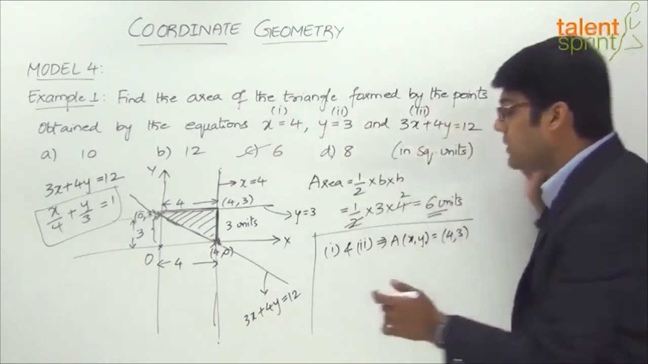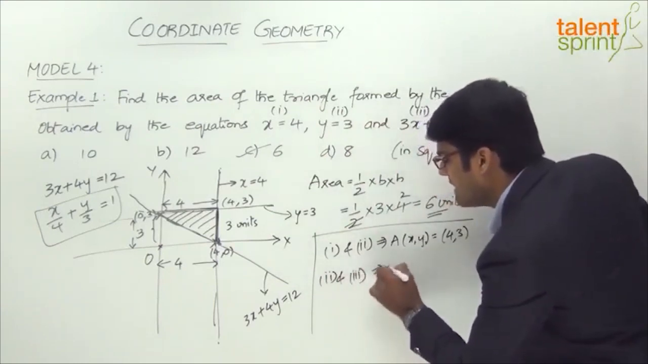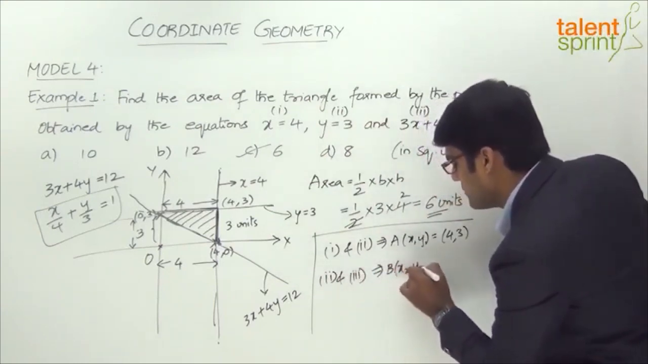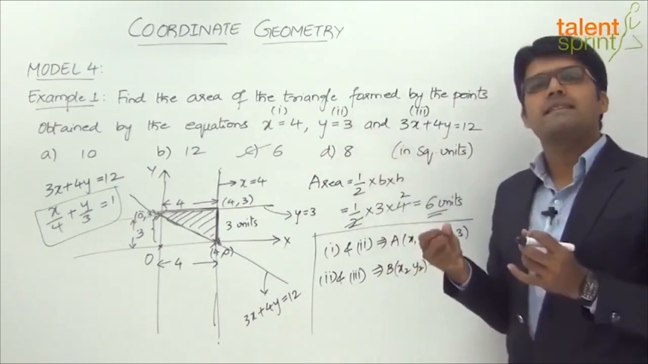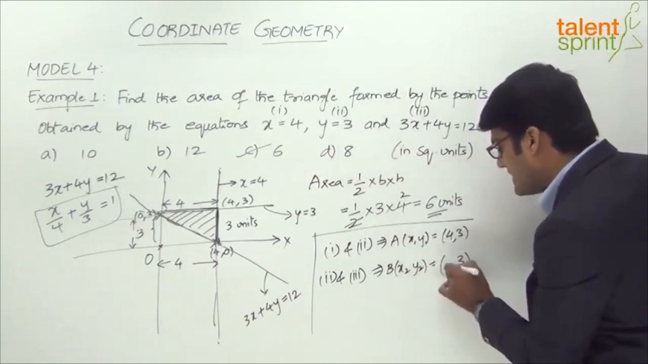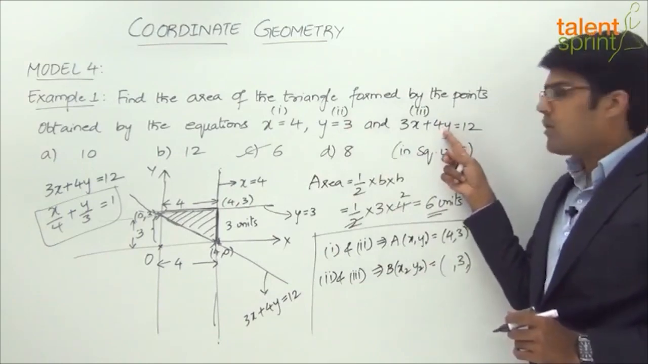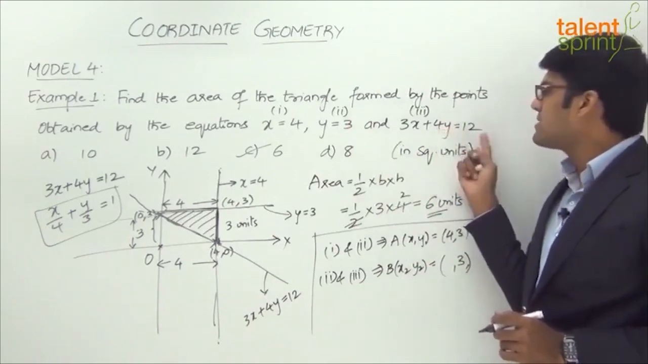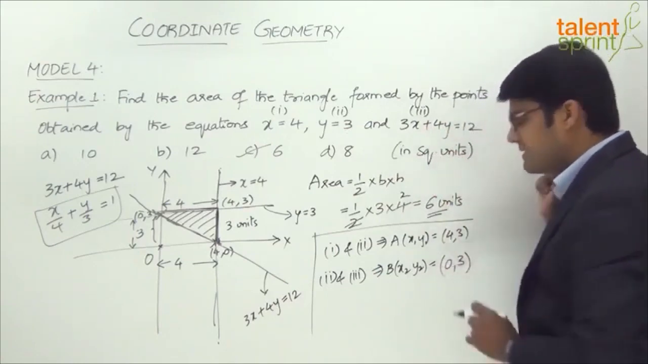Now let's solve equation 2 and equation 3. Let's say this is vertex B, x2 y2. Equation 2 clearly says y is equal to 3. So we know that y is 3. What we have to calculate is x. How do we calculate x? Substitute y equals 3 in this place. What do we get? 4 into 3, 12. 12 minus 12, 0. x will be equal to 0. 0 comma 3 is the second vertex.